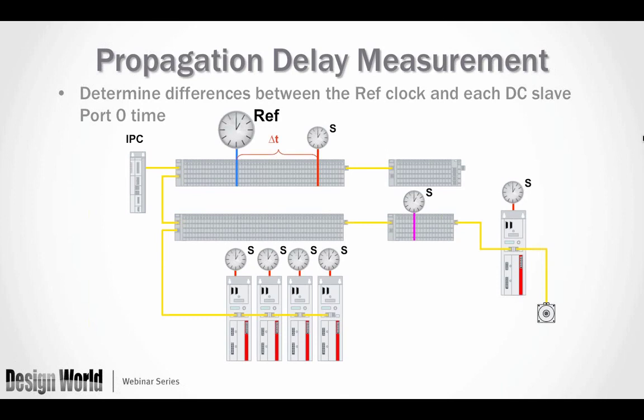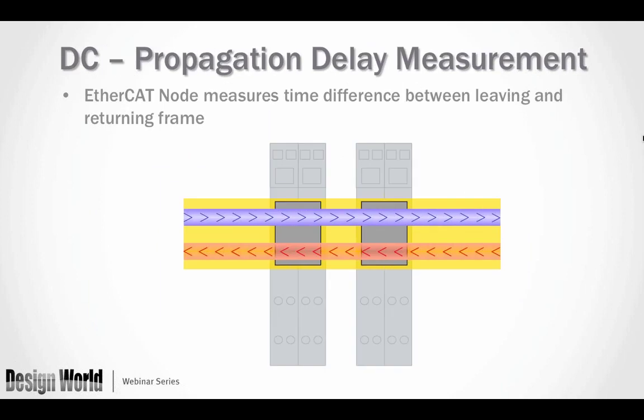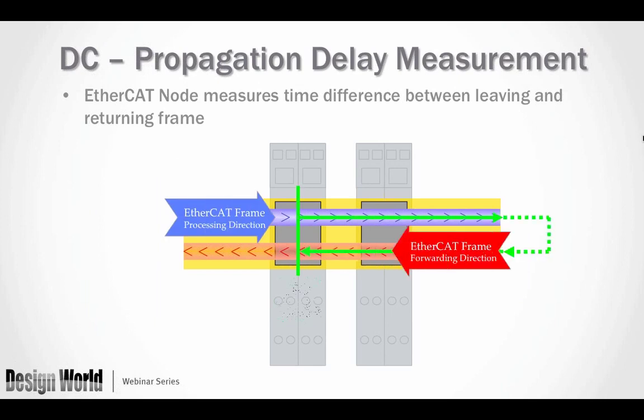And we're going to measure, or calculate, sorry, the delta t between the reference clock and each slave device. So within the EtherCAT slave controller in the DC unit, the master can send out a frame, and each DC enabled device can latch in the difference in time, or actually the running time, between the frame being registered through the processing direction and then just the forwarding direction, because that's two different ports that we're communicating through.